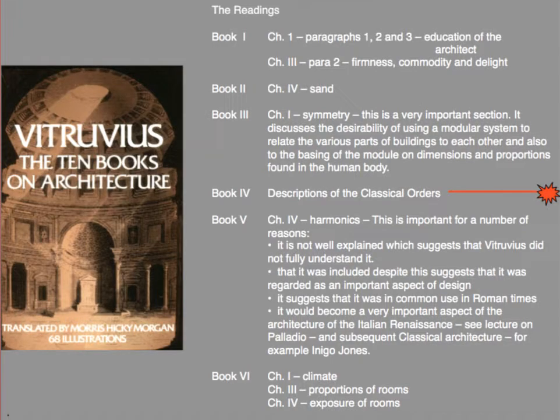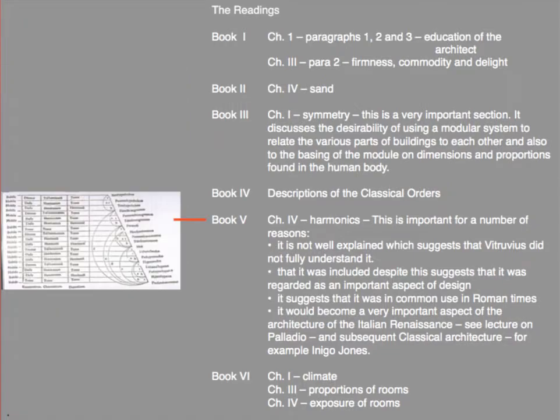Then in Book 4, Vitruvius describes the orders of the classical language, so you should have a look at that. And in subsequent editions, in the edition by Palladio, for example, that we will look at in 2 weeks' time, the text is accompanied by beautiful drawings of the orders which were sources for the architects of the Italian Renaissance and also for all subsequent classical architects. So that's an important part of the book.